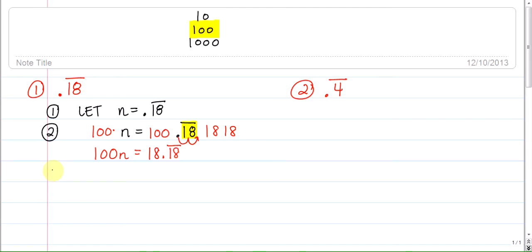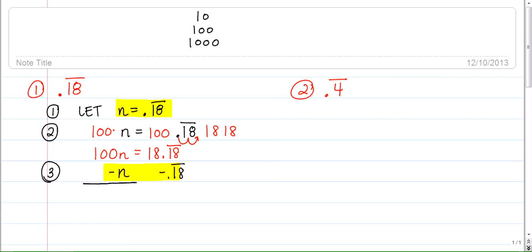Then, step number 3, I'm going to subtract this, n equals 0.18 repeating, from both sides of the equation. So down here you're going to see I'm going to subtract this in yellow, and I'm going to line it up. On the left side I'll subtract n, on the right side I'll subtract 0.18 repeating. So I'm doing the same thing to both sides of the equation. I have the n's lined up, I have the decimals lined up.